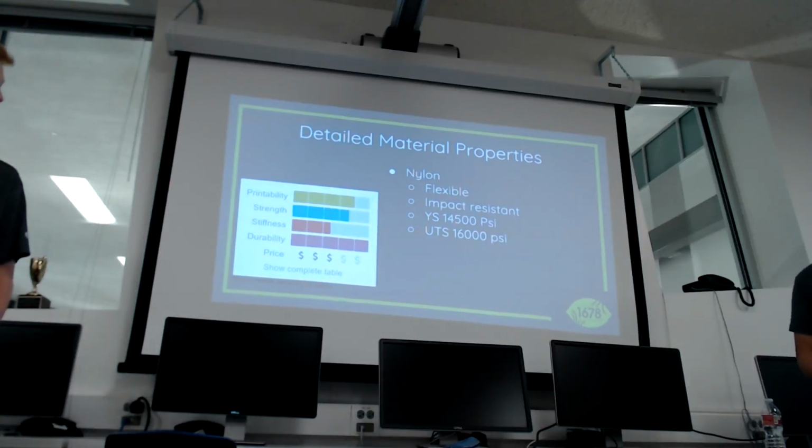Nylon is also very popular, but there are a couple of issues with it, mainly warping. It is flexible and it is tough. So if you want something that's impact resistant, nylon could be the way to go. Here's the comparison of the yield strength and ultimate tensile strength. And if you look here, the durability is as high as possible. In terms of resisting impact, it is really, really good.